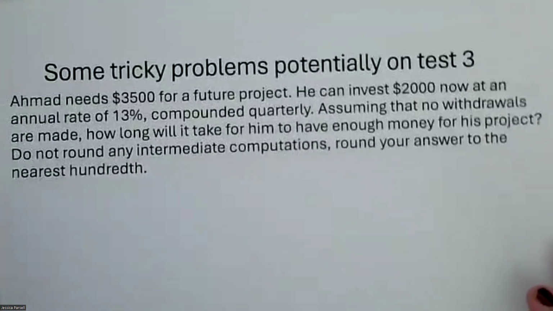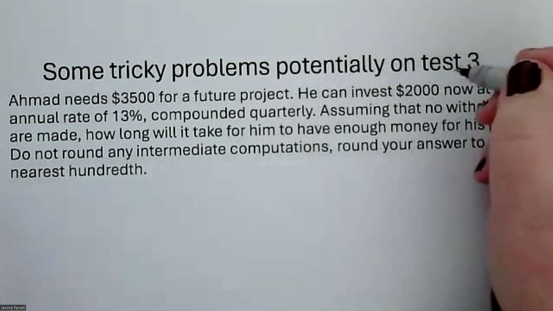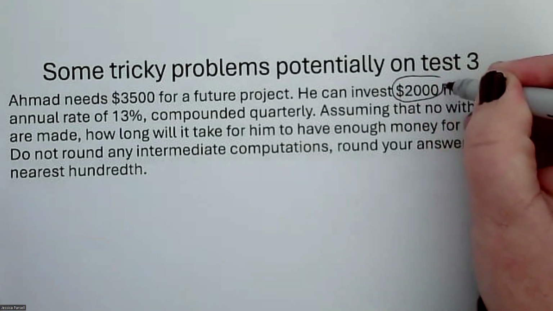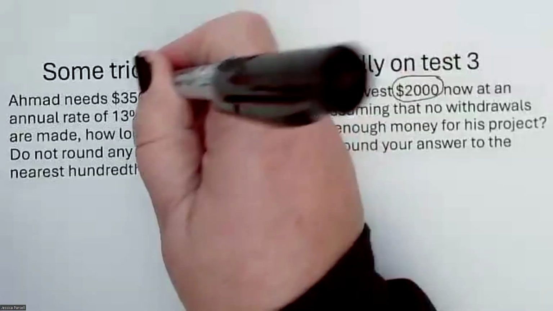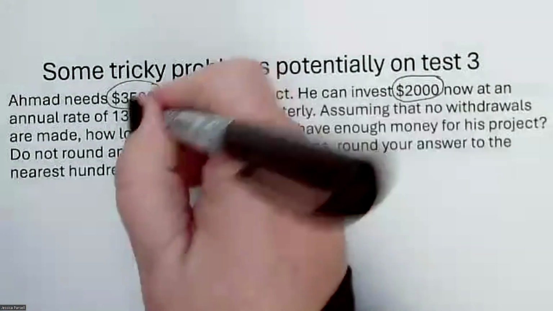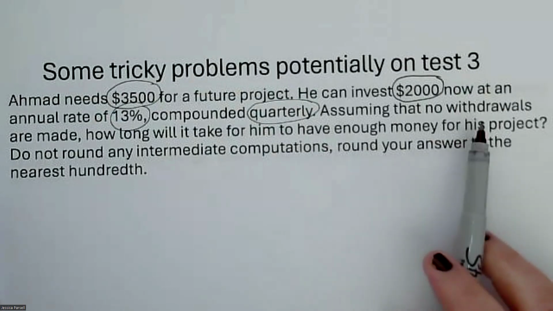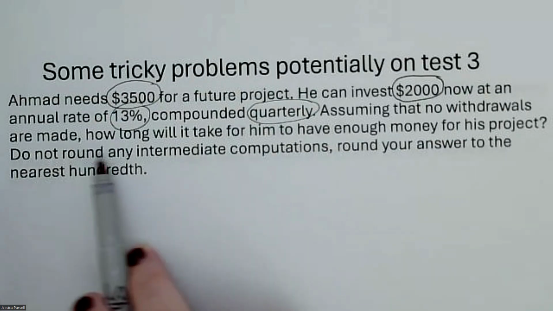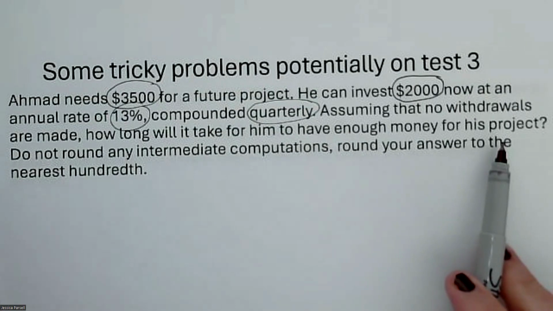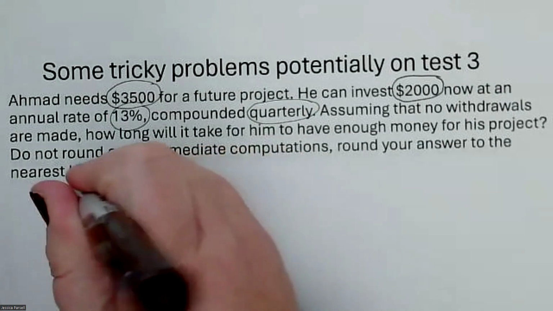Okay, so historically, this question gives students issues. So let's tackle it. Ahmed needs 3,500 for a future project. He can invest 2,000 now. Right, so I'm going to start circling some things. Now, at an annual rate of 13% compounded quarterly. Okay, assuming that Ahmed doesn't take any withdrawals, how long would it take for him to have enough money for his project? Don't round. Before you get to the end, round to the nearest hundredth.